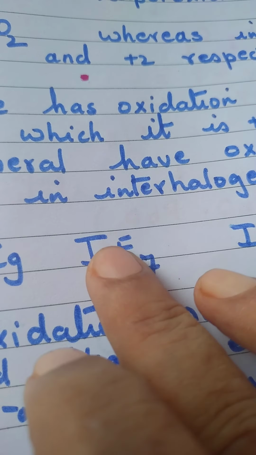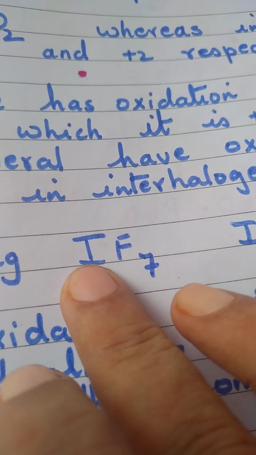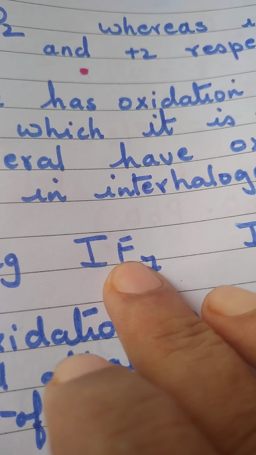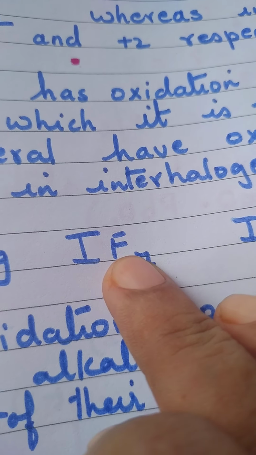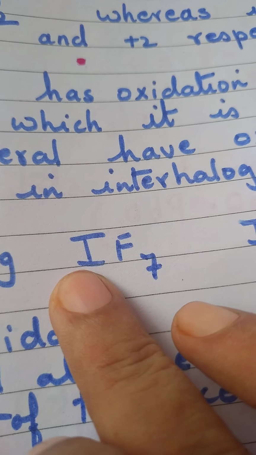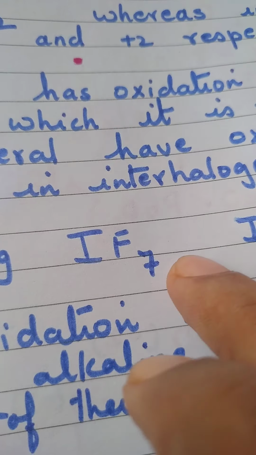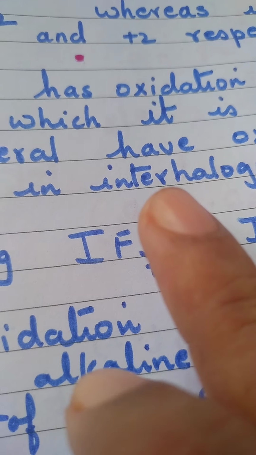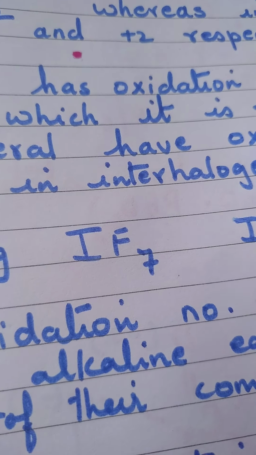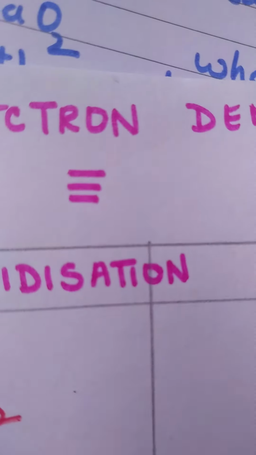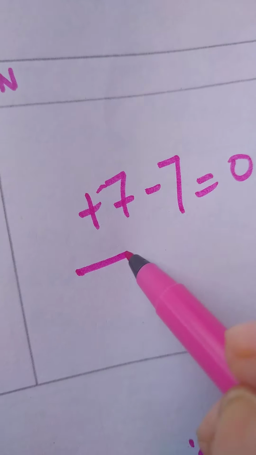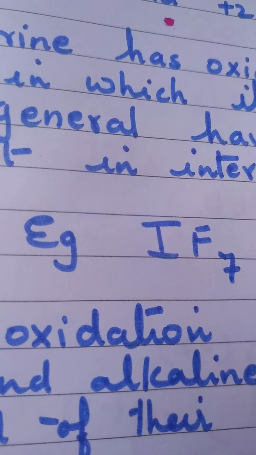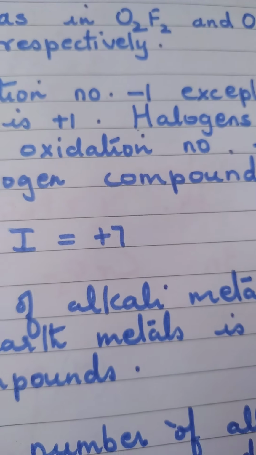So here fluorine is more electronegative than iodine. Each atom of fluorine will have -1 charge, therefore 7 atoms will have -7 charge, and iodine will have +7, because there is no charge on the compound and the total charge is 0. So this is also a rule: you have +7 and -7, that will be equal to 0. That is why the charge on iodine here is going to be +7.